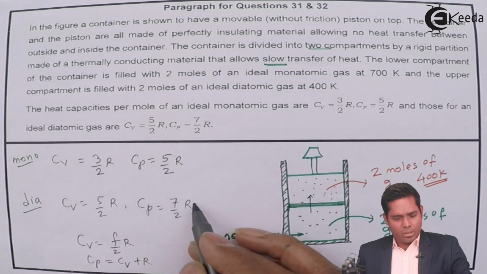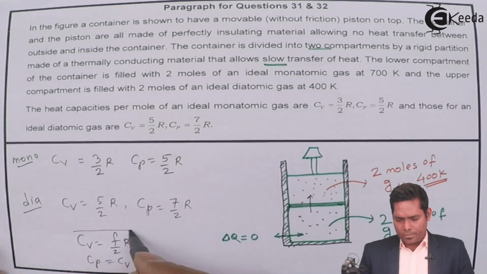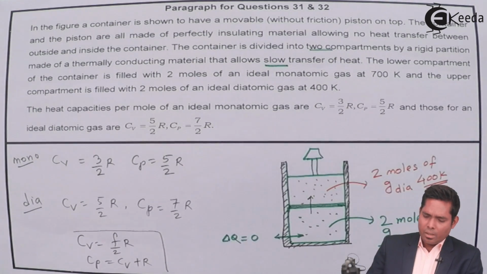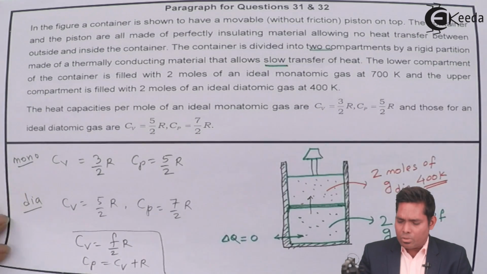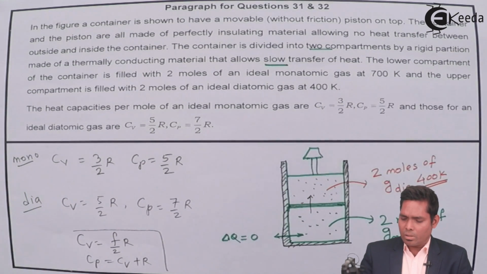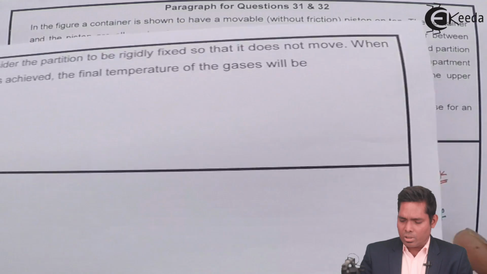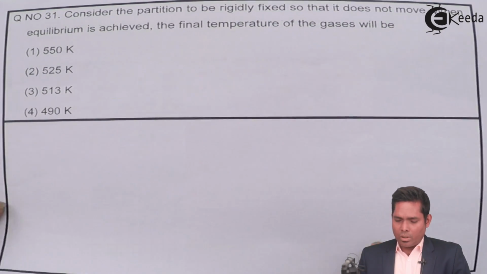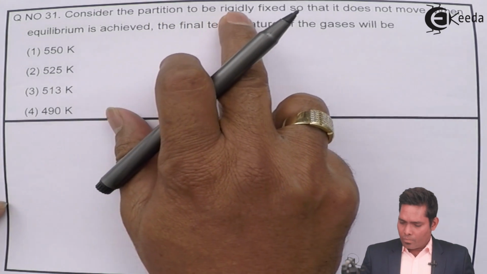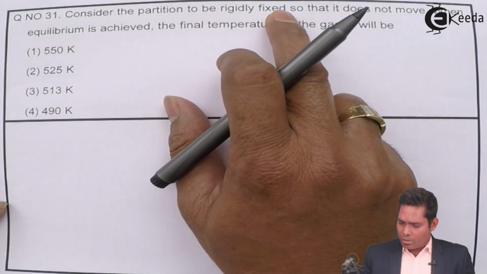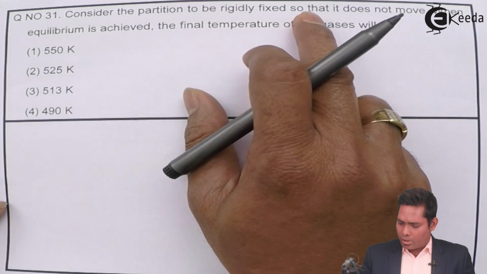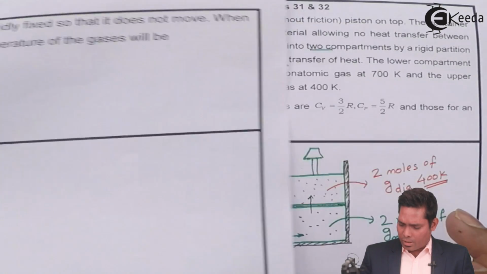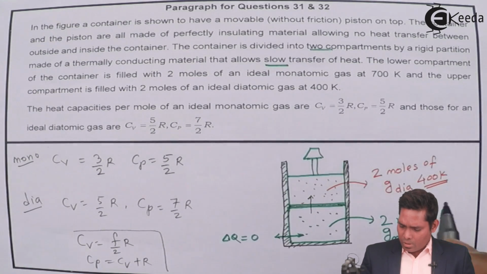Now what is the question? Let us see. The question is, consider the partition to be rigidly fixed. The partition is rigidly fixed so that it doesn't move. This is the partition which is rigidly fixed. I am fixing it in this first case.